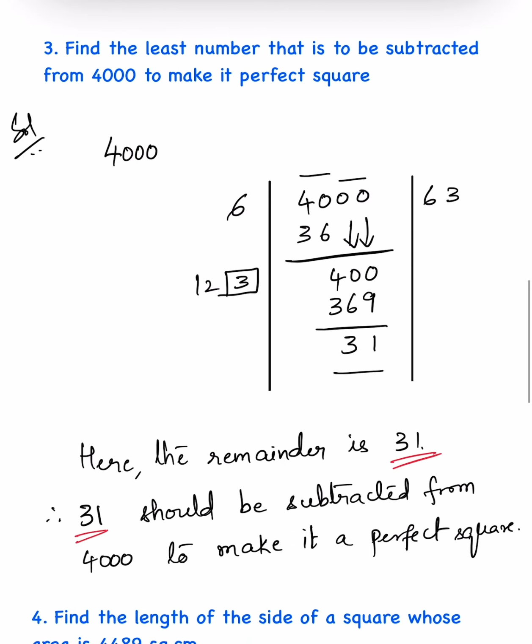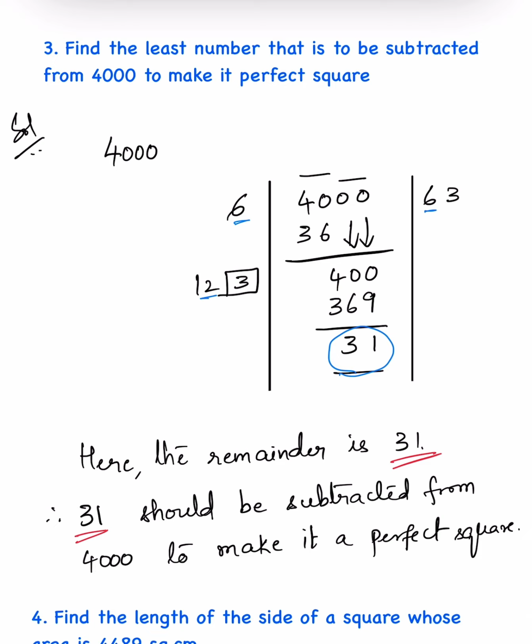Find the least number that is to be subtracted from 4000 to make it a perfect square. First let us find out the square root of 4000 by division method. So 4000, 6 6s are 36. So remainder is 4. Bring the 2 zeros down. Now double the quotient, 6 into 2 is 12. Then keep a box. 123 into 3 is 369. We have 31 as the remainder.